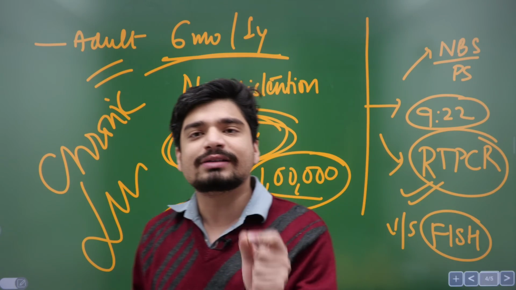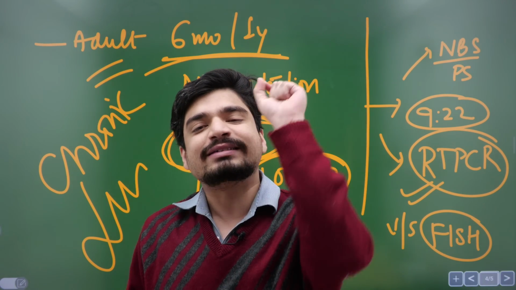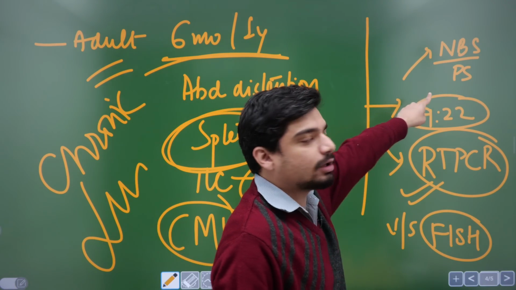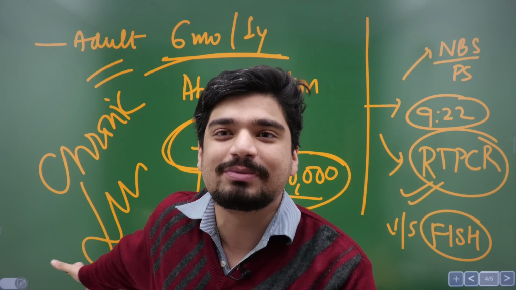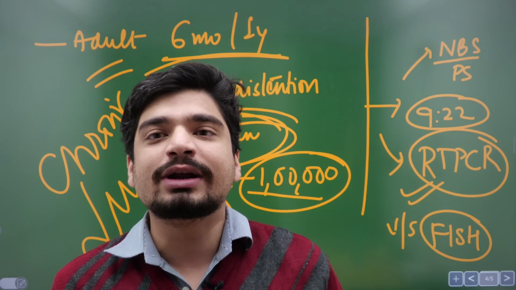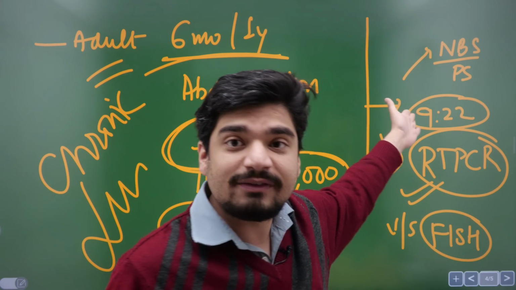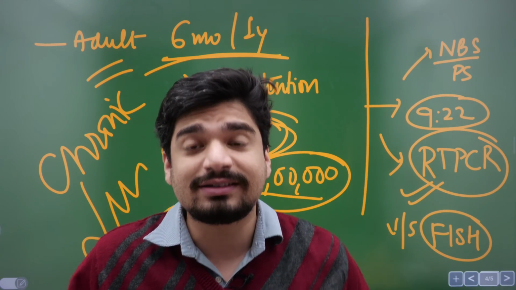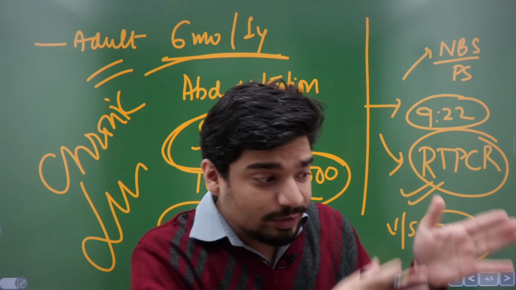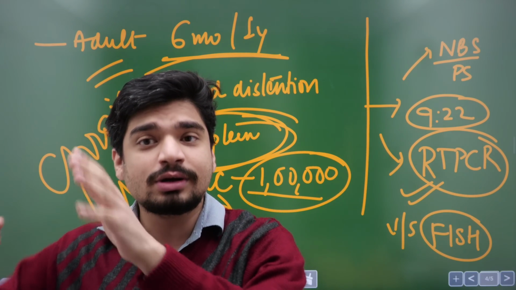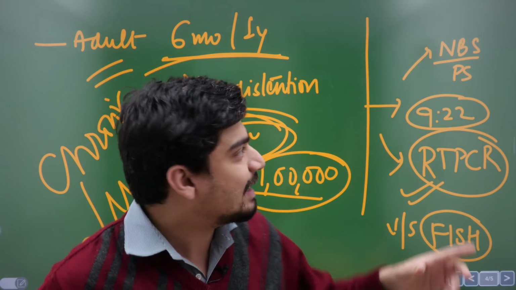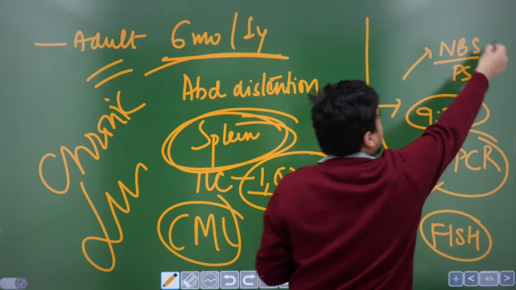Now then they ask you what is the next best step. The next best step always will be peripheral smear. Remember, the next best step will always be a peripheral smear because in casualty you really won't do a bone marrow aspirate. Why do you want to do a peripheral smear in chronic leukemia? Because you want to see whether it has transformed into blast crisis or not, where you can see the entire range of maturation: metamyelocytes, myelocytes, band forms and stuff like that. So the next best step will stay peripheral smear.